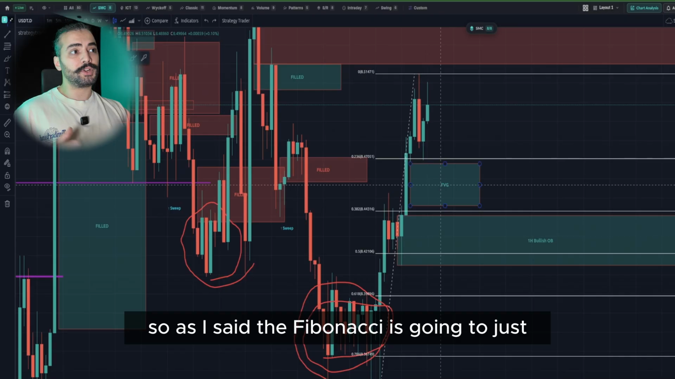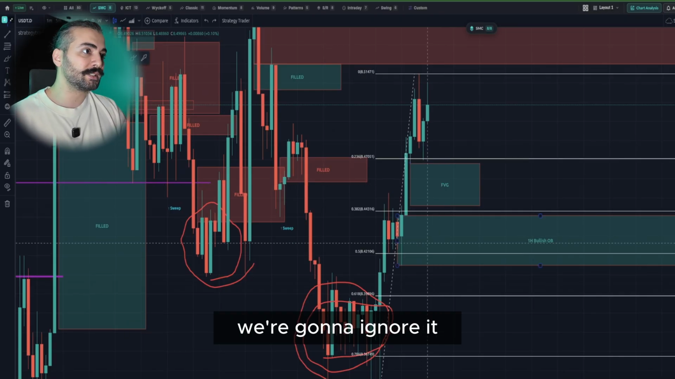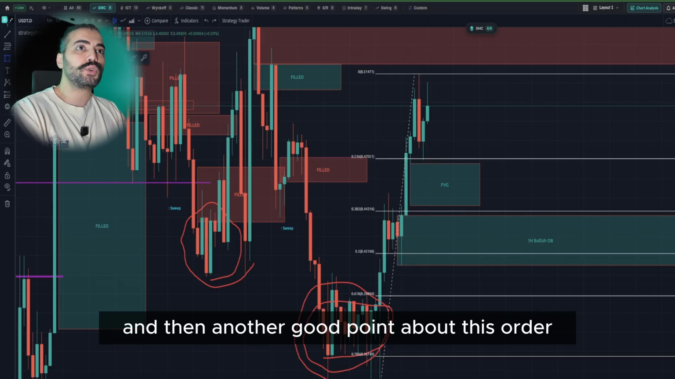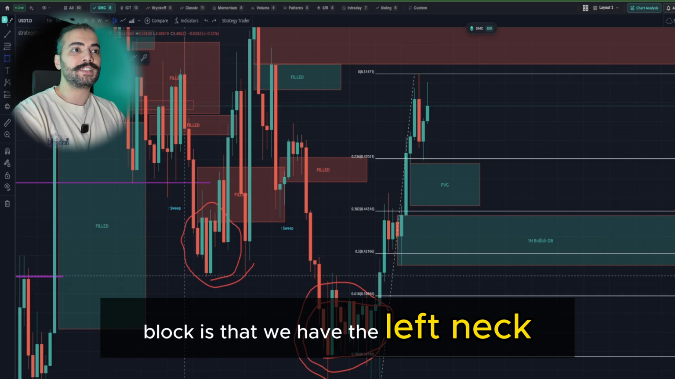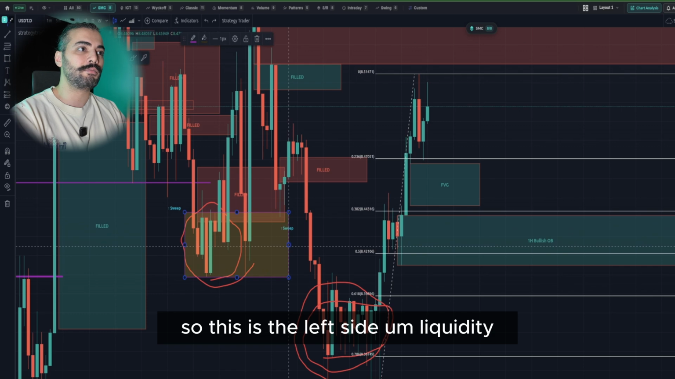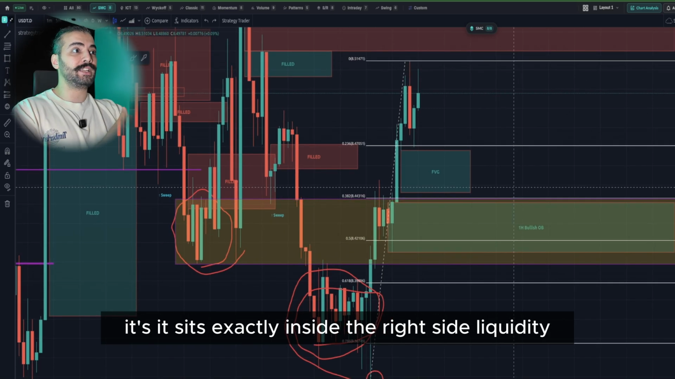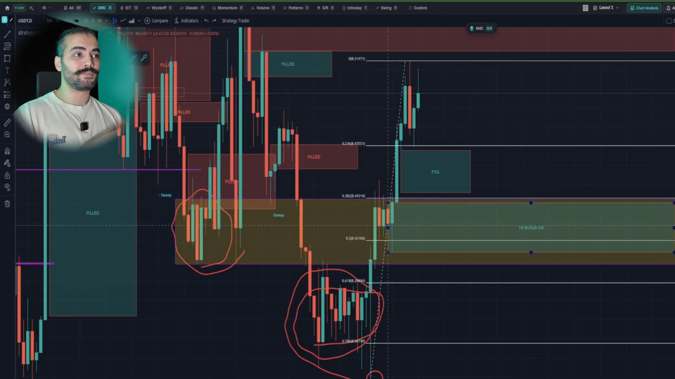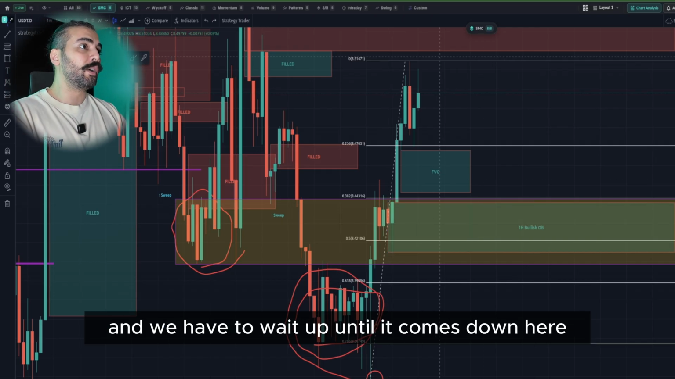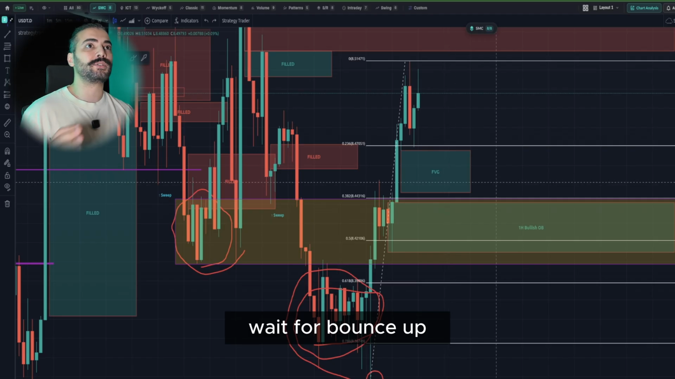So as I said, the Fibonacci is going to just suck up all the liquidity here. We're going to ignore it. We're going to wait for this order block. And another good point about this order block is that we have the left neck liquidity from it too. So this is the left side liquidity. It sits exactly inside the right side liquidity. So this is the best part. This is the best place that we can make our trades, and we have to wait until it comes down here and then bounces up.